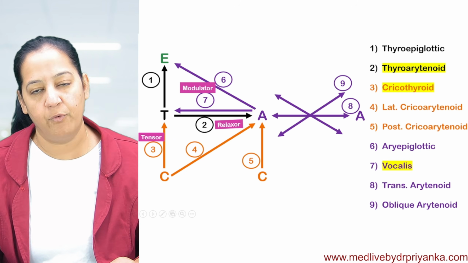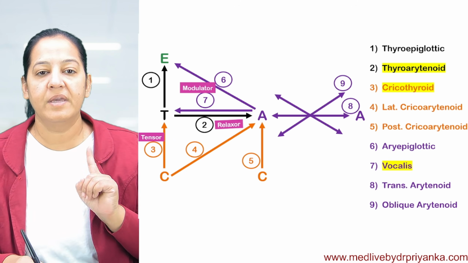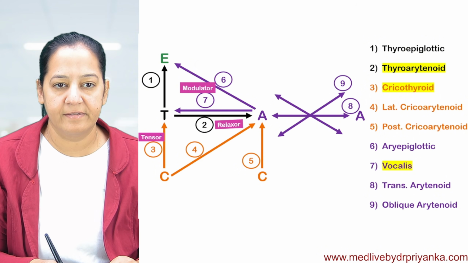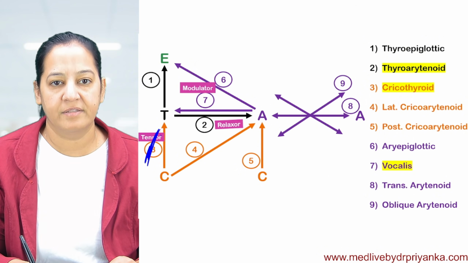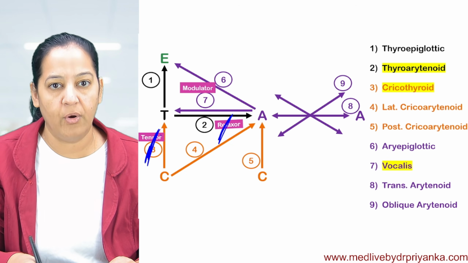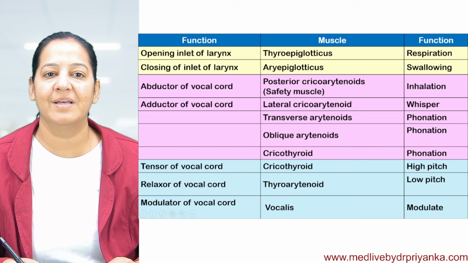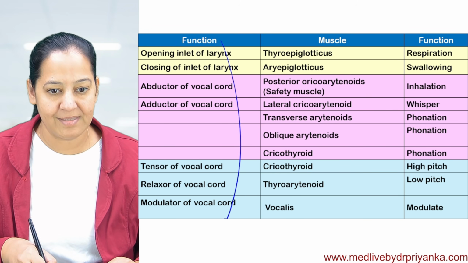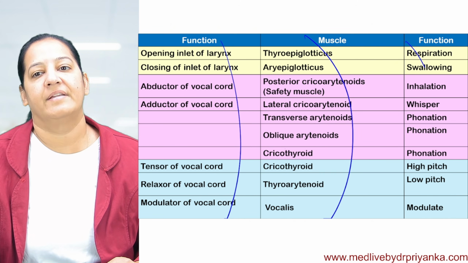It is relaxing, and vocalis is the modulator. You can see, here I have shown you the tensor. The tensor is cricothyroid. The relaxer is thyroarytenoid, and the modulator is vocalis. So here you can see all 9 muscles, their names, and their function.